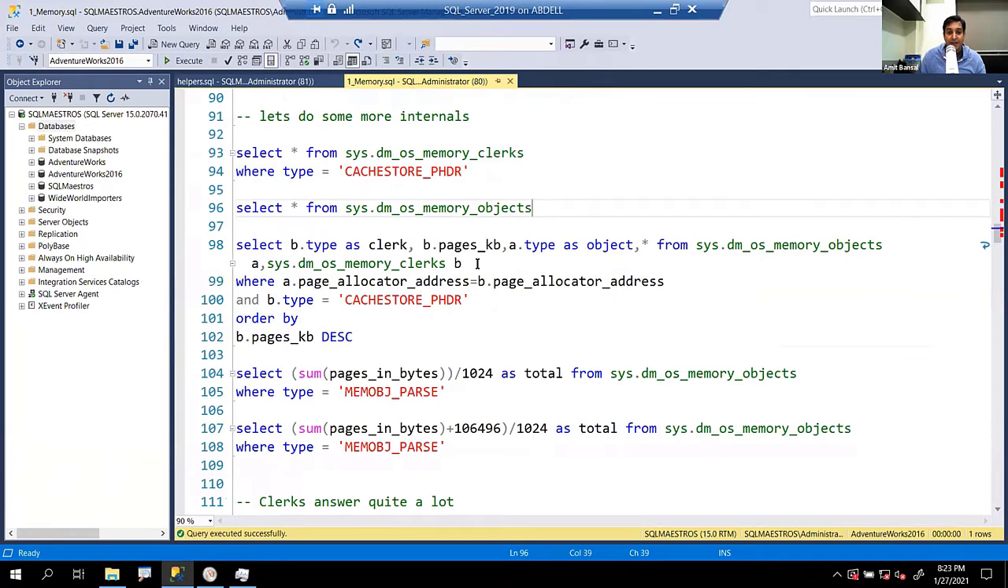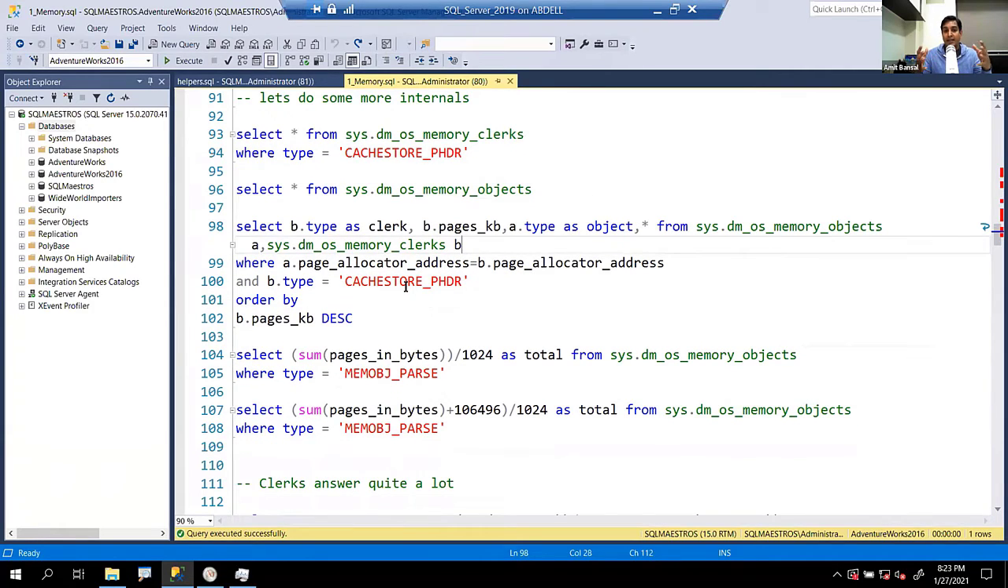Now I'm going to correlate memory clerks and memory objects. So if the memory clerk cache store PHDR is consuming 85928, what are the different memory objects this particular clerk has created? If I add up the size of all the memory objects created by the clerk, I should expect probably 85928. So what I've done here is join memory objects and memory clerks using the allocator address, which is the common attribute in both DMVs. And I'm filtering on type cache store PHDR. Let's go and execute this.